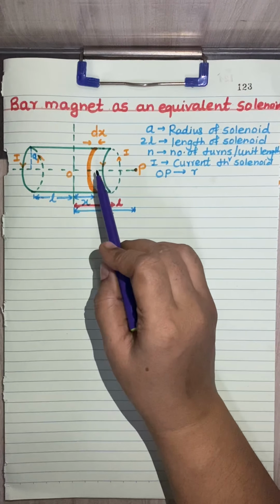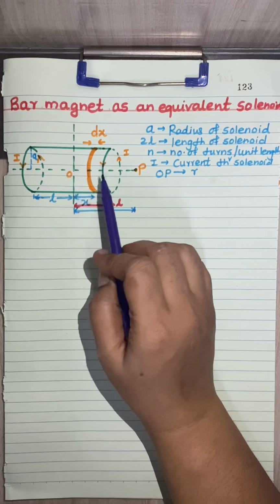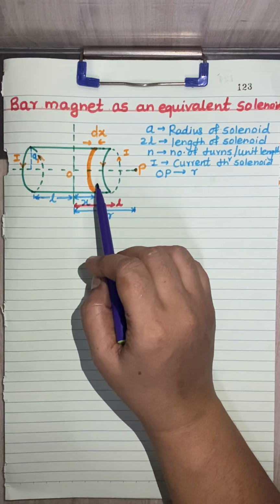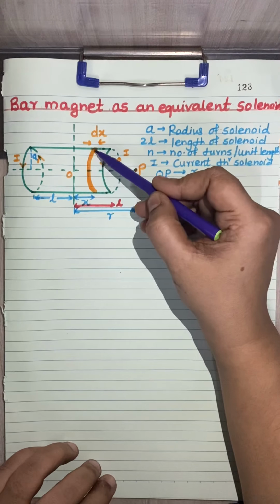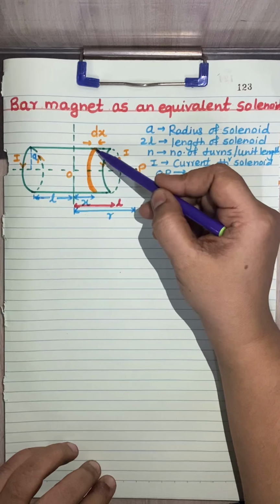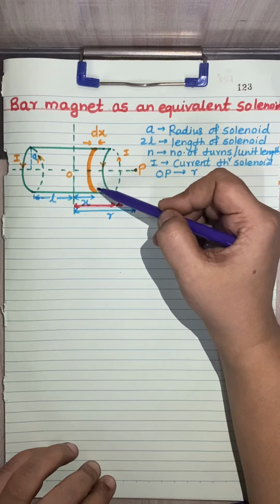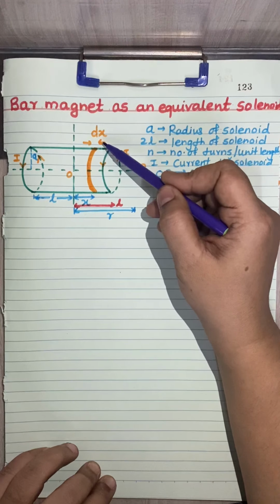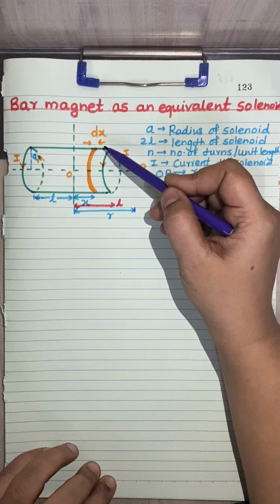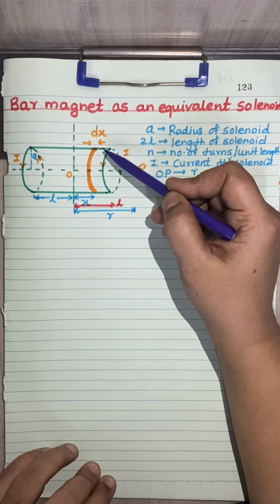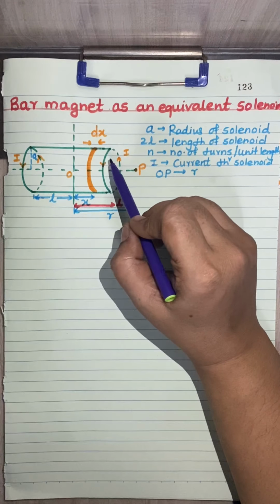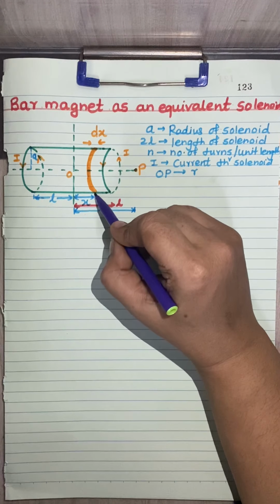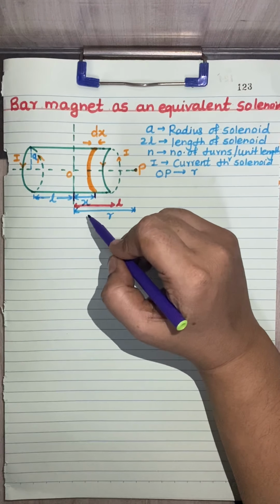Now to understand this concept and to find the net magnetic field due to this solenoid, we consider a small element having width dx. You can see this orange colored small component, a small element of the solenoid, which is considered as dx. The point P is at a distance R from O, and dx is a small element of the solenoid at a distance x from the center O.